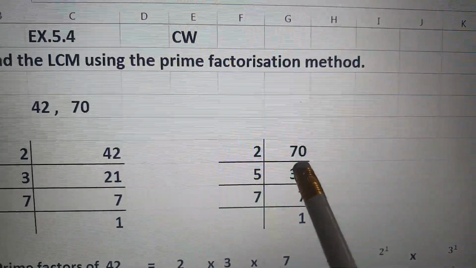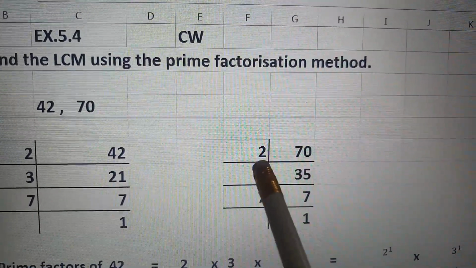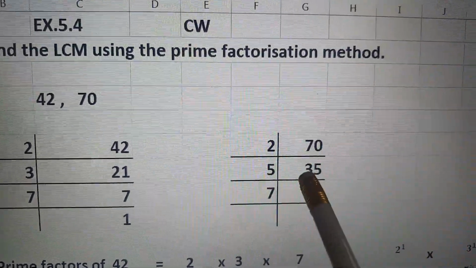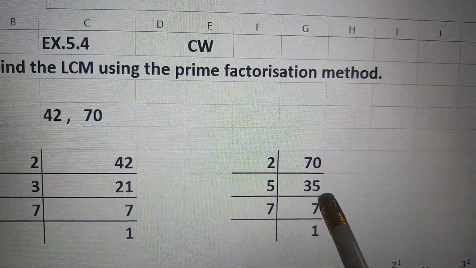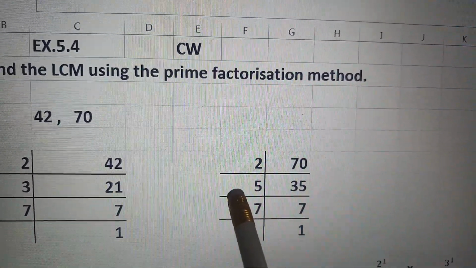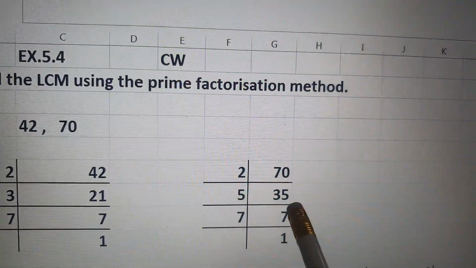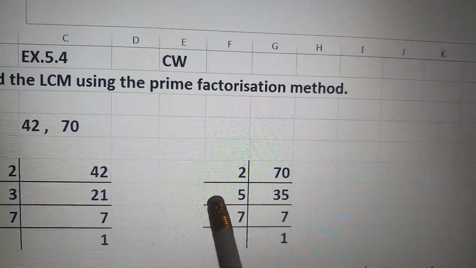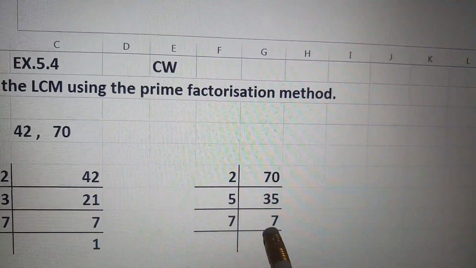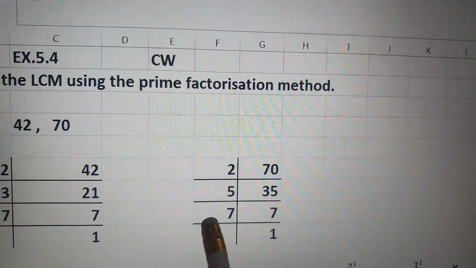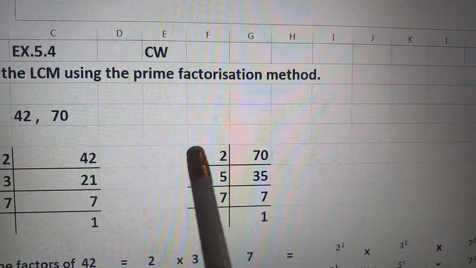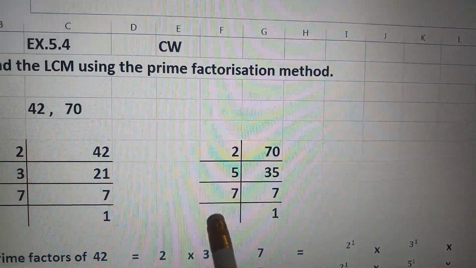The next number is 70. 70 is an even number, it can be divided by 2. So the quotient is 35. 35 is an odd number, it cannot be divided by 2 and it is not divisible by 3 also. So the next prime number is 5. So 35 divided by 5 is 7, and 7 is divisible by 7 and the quotient is 1. So the prime factors of 70 are 2, 5 and 7.